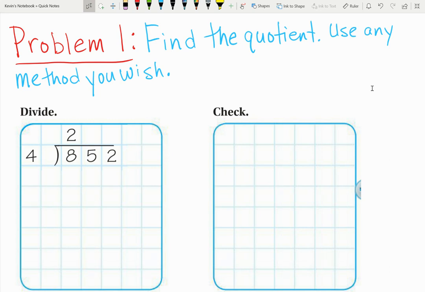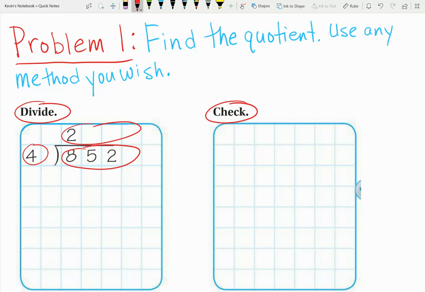Now, there are 2 parts. I do want you guys to divide any method you wish. Again, if you like regrouping or partial quotients, I'm asking you guys to also check your work. Remember, when you check your work, you're going to multiply your quotient by your divisor to get your dividend. So whatever you multiply by should be 852 when you multiply your quotient by your divisor. Okay, so go ahead and pause the video now, and you will be answering on its learning.